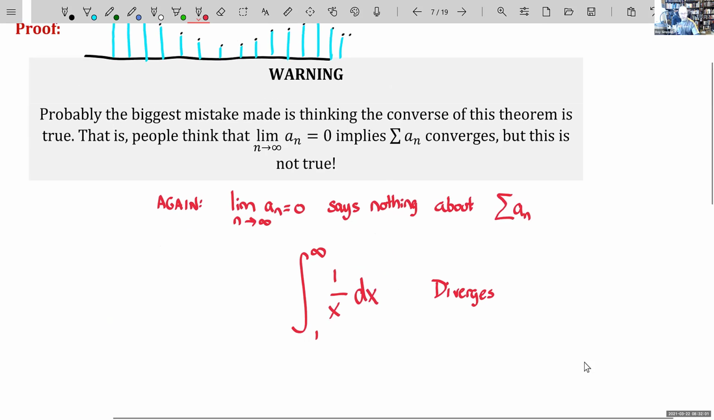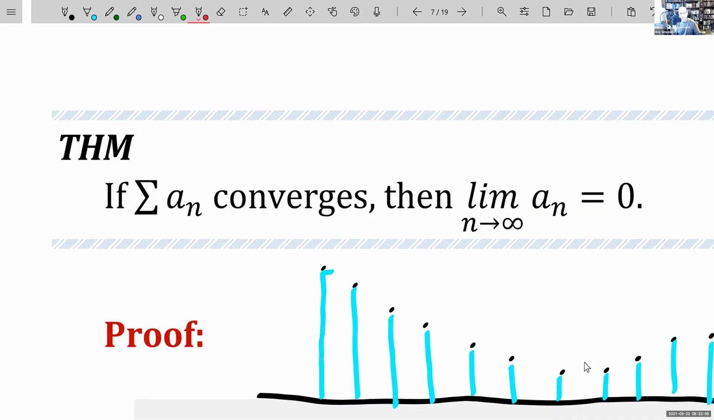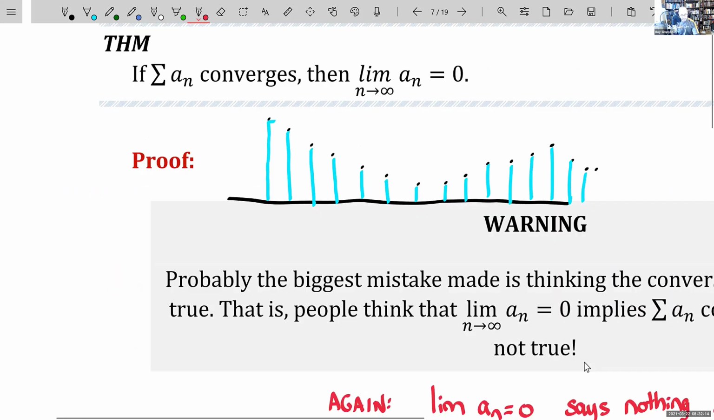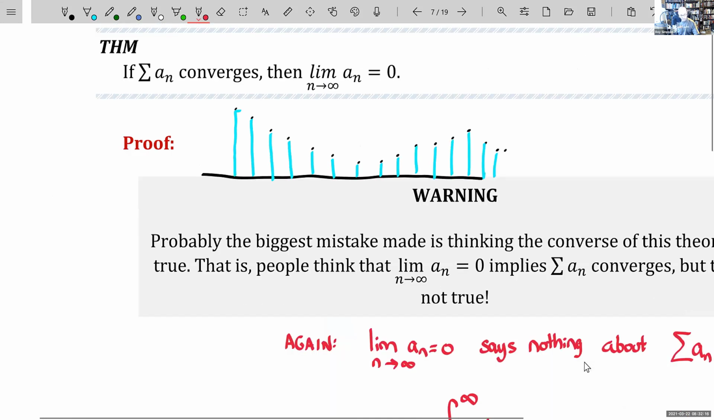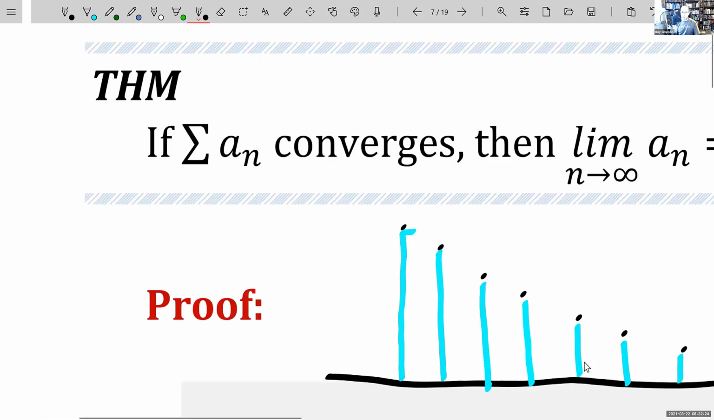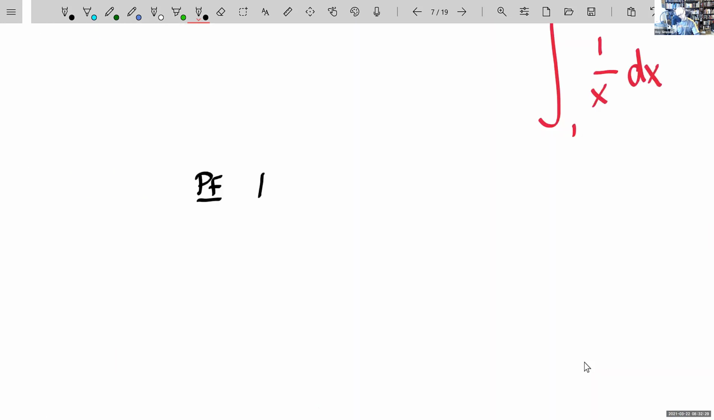So let's go ahead and prove this theorem here, which is that if our series converges, then it has to be the case that the limit of our sequence tends to 0. Let's go ahead and do that proof. It's important enough to fiddle with. So proof. All right, what can we assume? Well, we can assume that our series converges. That's the only thing you can assume here. So let's go ahead and write that down. Assume that the summation a sub n is convergent.